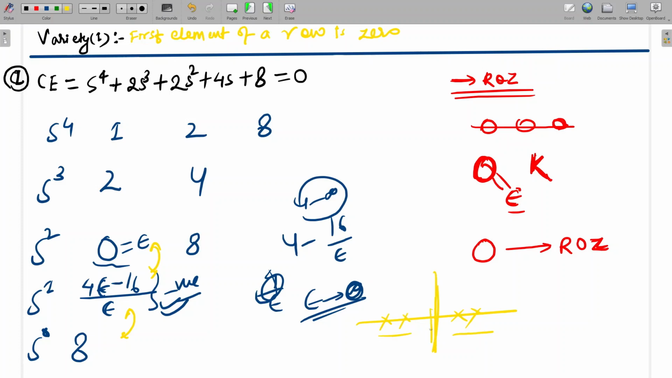Is it clear? So if the first element comes as 0, we will assume it as some epsilon value, and in the next columns we'll take the limit as epsilon tends to 0, and whatever value comes, that sign we will consider. So this is coming as negative. Is it clear to all? Should I move to the next question? Okay, sir.